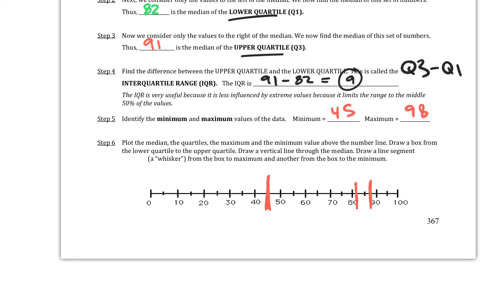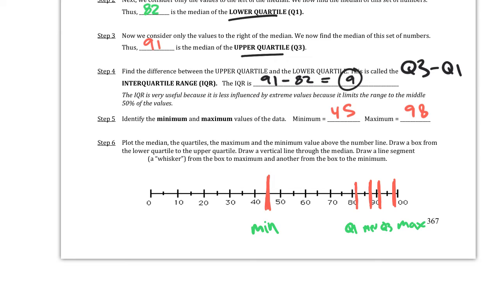Q3 is 91, and the maximum is 98. So in order, this was minimum, Q1, median, Q3, and max.